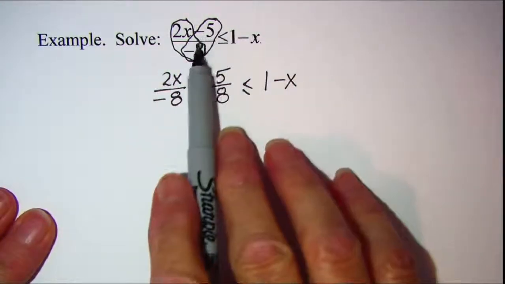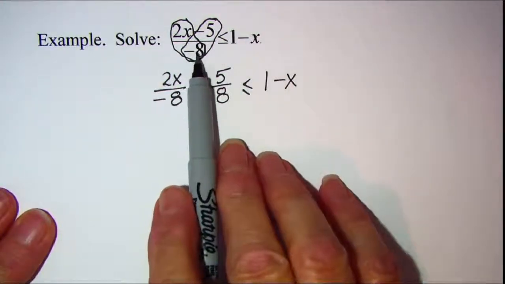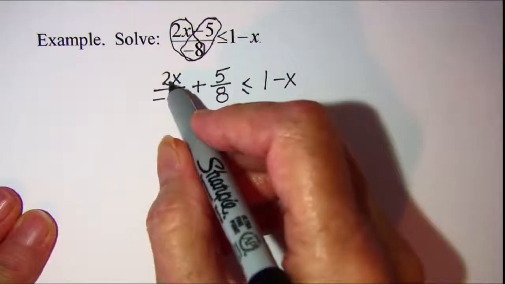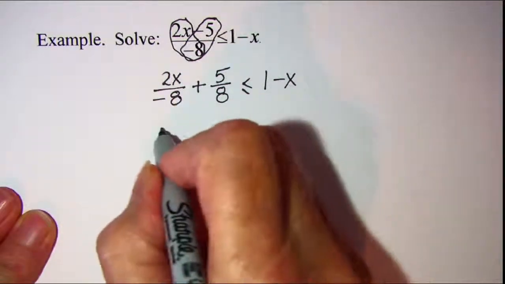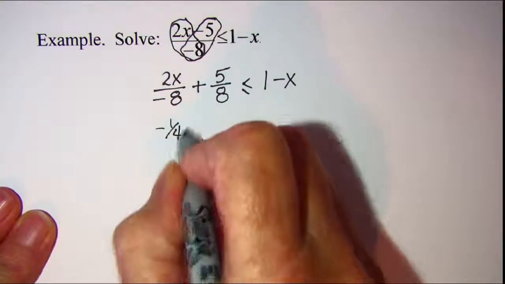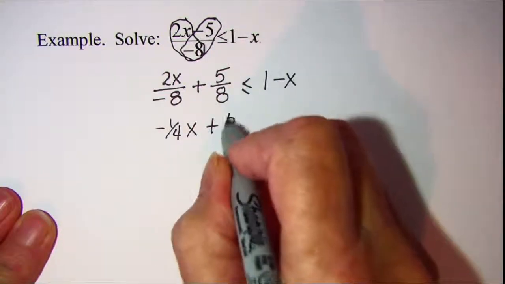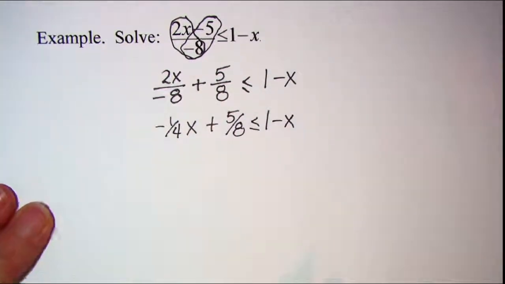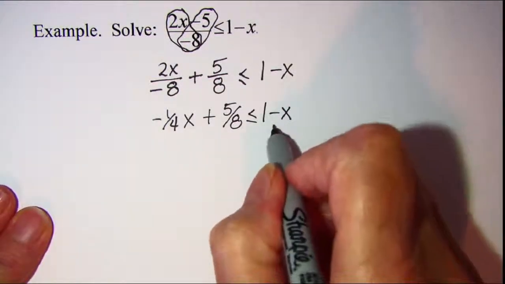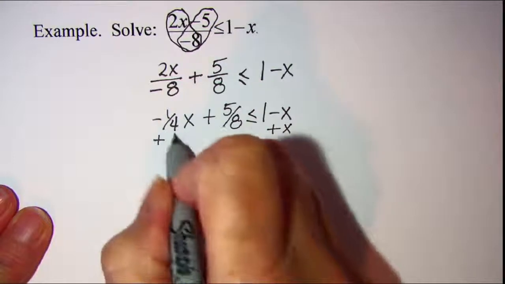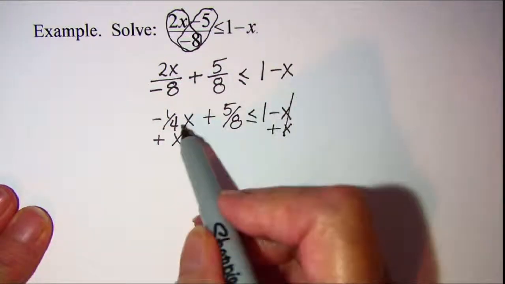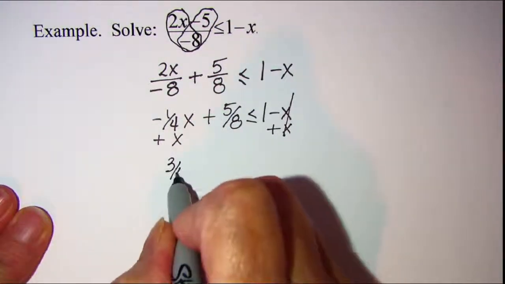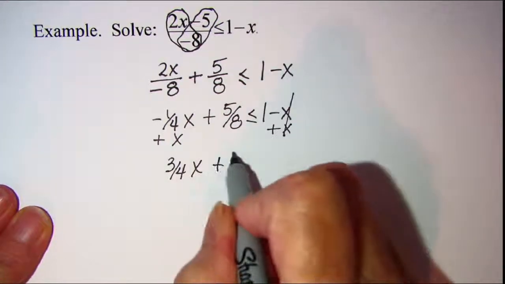Another way would be to multiply both sides of the inequality by negative 8. Get rid of that denominator. So let's do some simplifying here. This 2 over negative 8 is the same as a negative 1/4 x. And then I have plus 5/8 is less than or equal to 1 minus x. Now let's put our x's on the left, so I'm going to add x to both sides. These will cancel, and a negative 1/4 x and a positive 1x is 3/4 x. And then copy the rest of my inequality.